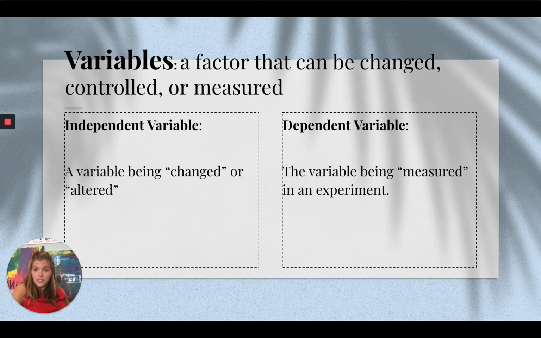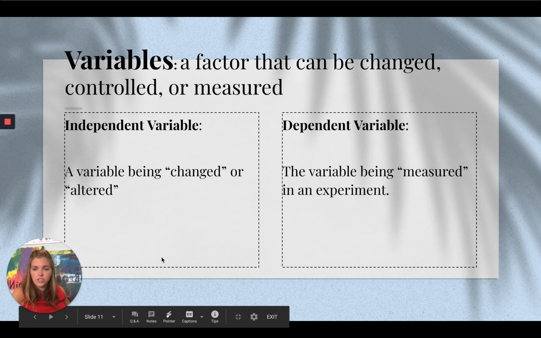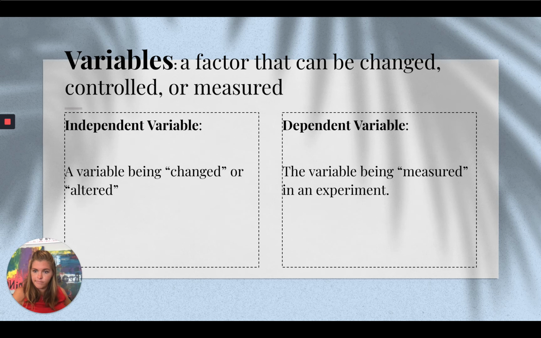And you've probably heard that there's different types of variables. The first type being an independent variable. So your independent variable, or your IV, is something that you can change or something that you can alter. So it's what you're testing in an experiment. Whereas your dependent variable depends on your independent variable, and it's what you're measuring, because it's depending on the independent variable.